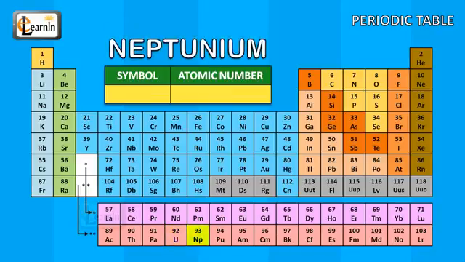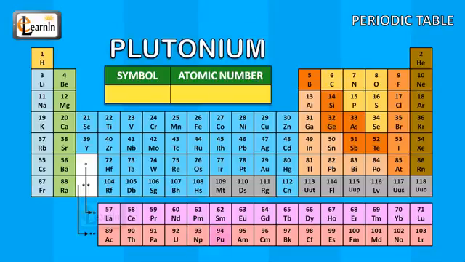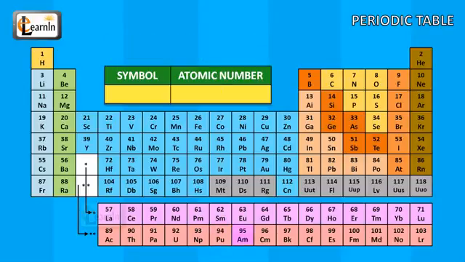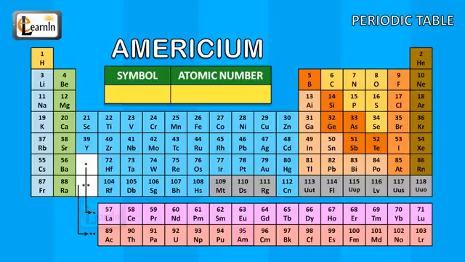The element neptunium is represented as Np and has an atomic number of 93. The element plutonium is represented as Pu and has an atomic number of 94. The element americium is represented as Am and has an atomic number of 95.